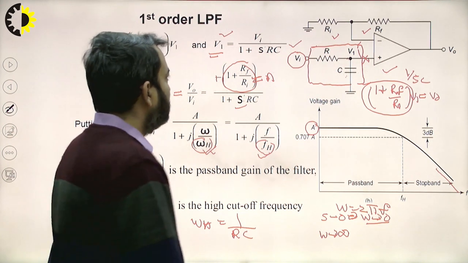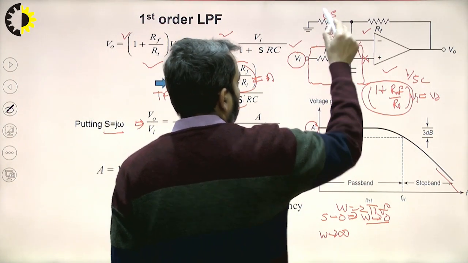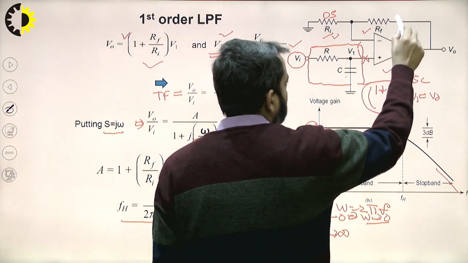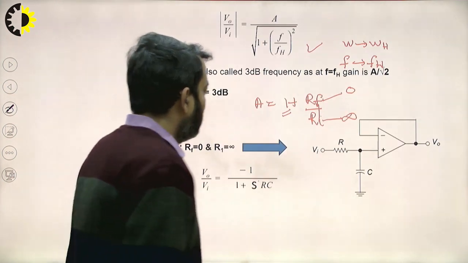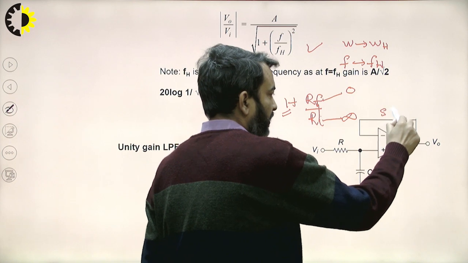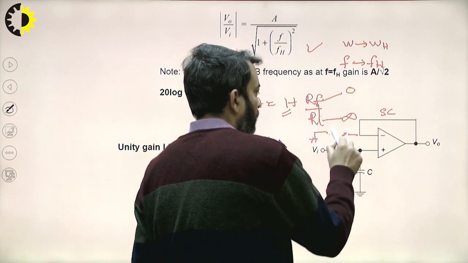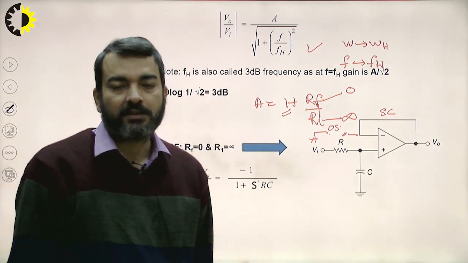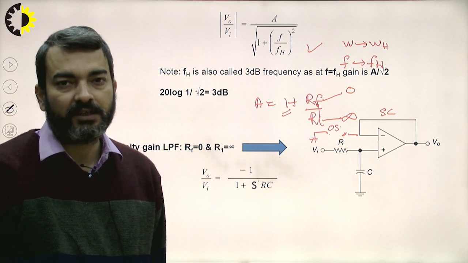So let us see, if Ri is infinite, this will be a simple open circuit, and Rf is 0 means this will be a short circuit. So here this is the diagram in which the feedback path is now short circuited and this path is now open circuited. So this simple structure is nothing but the modification of the previous circuit for unity gain condition.